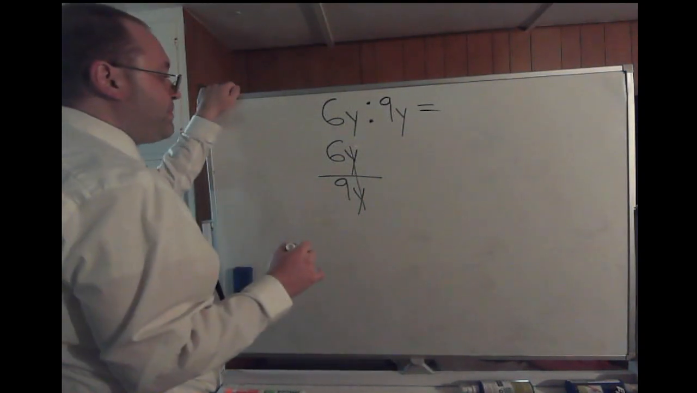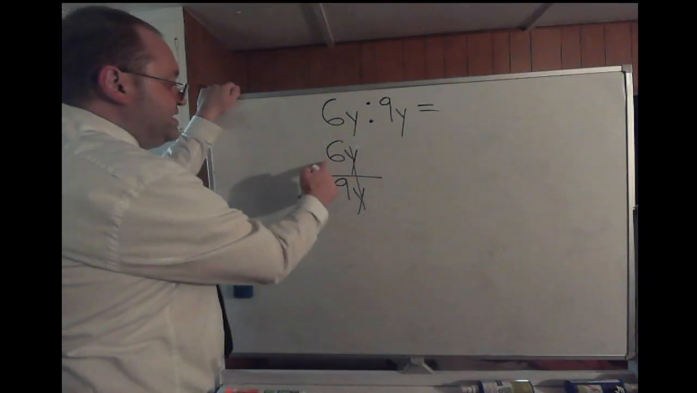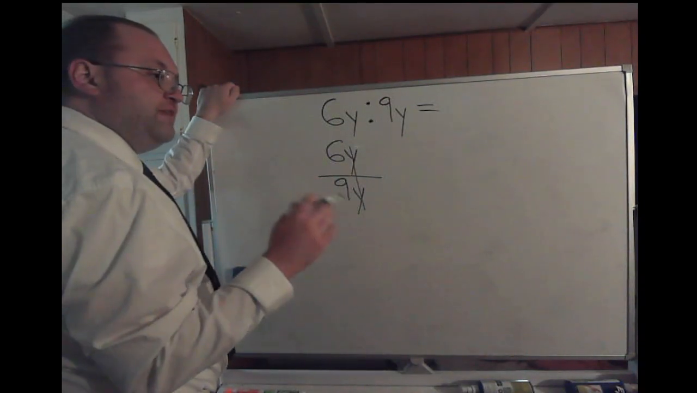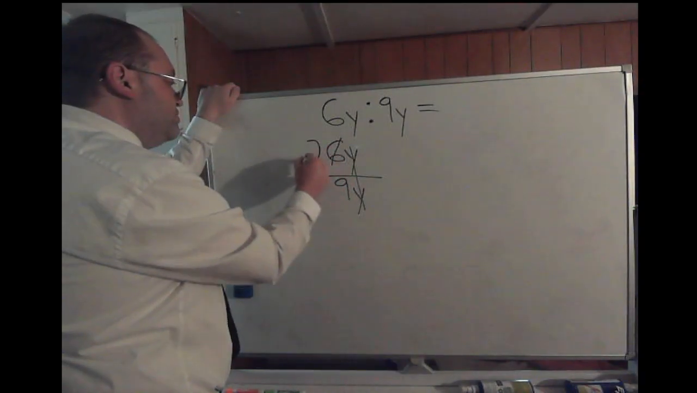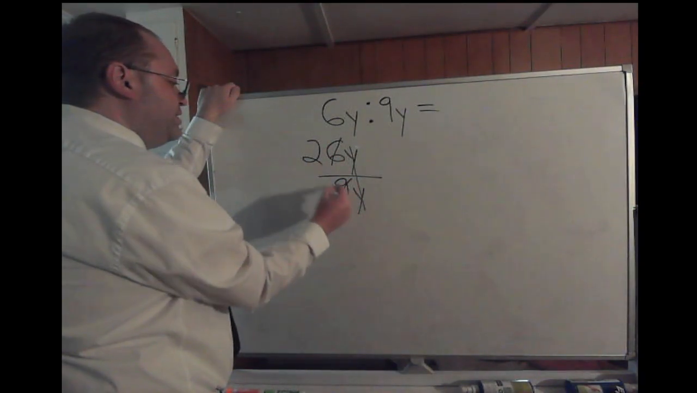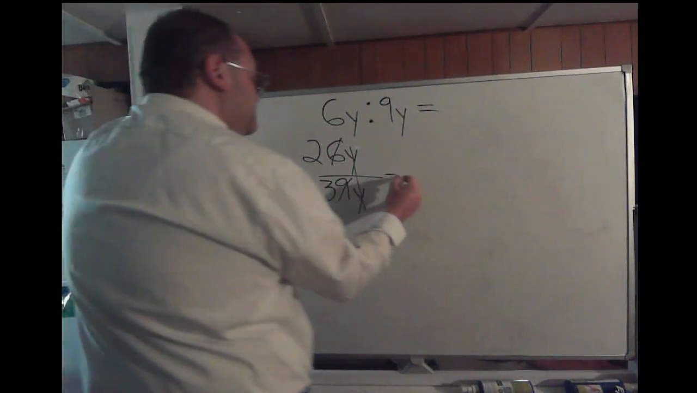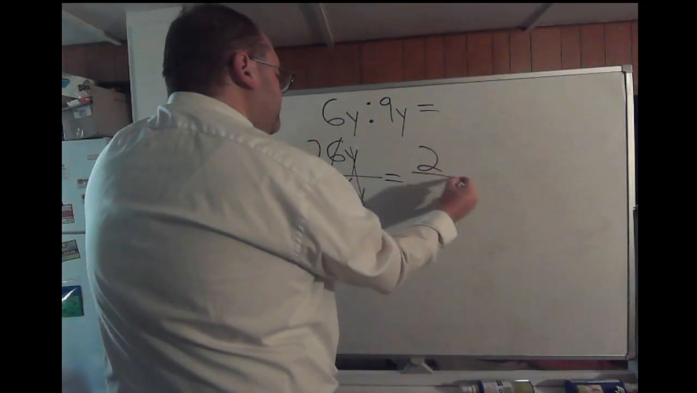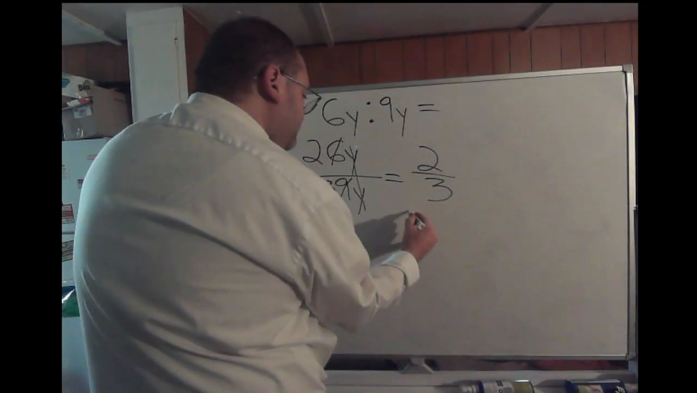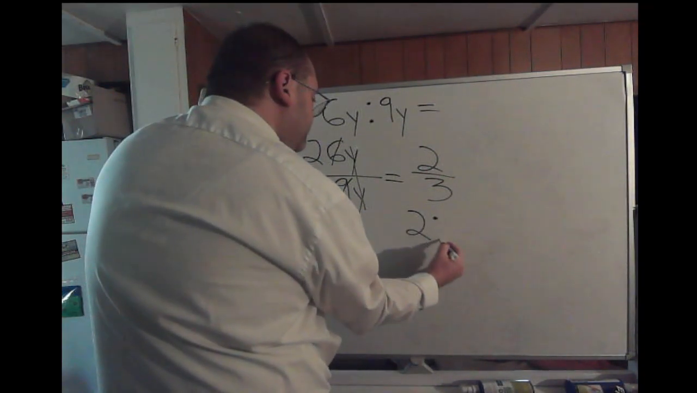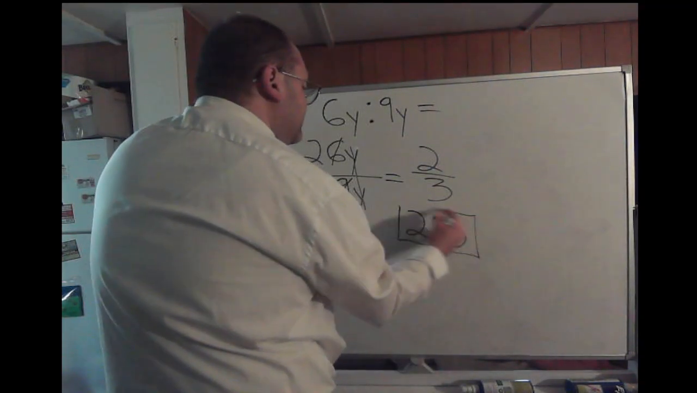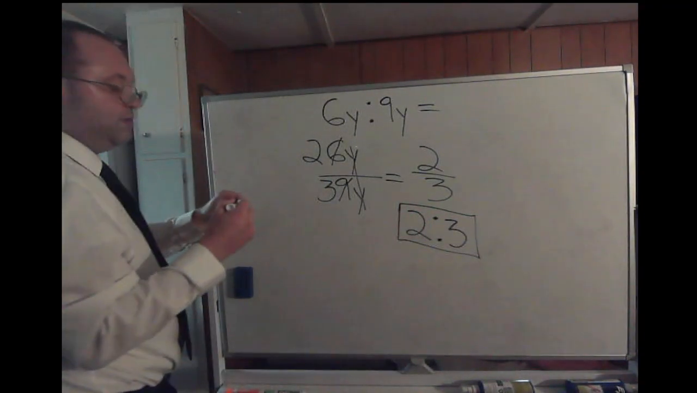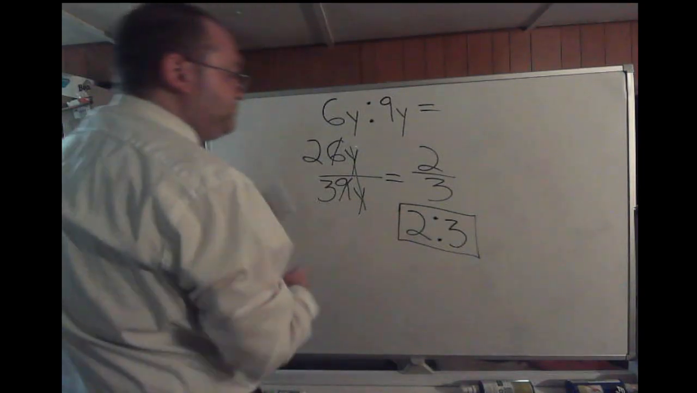So, between 6 and 9, there is a common factor of 3. If you divide 6 by 3, you get 2. You divide 9 by 3, you get 3. So the answer you should get is 2/3, or it can be written as the ratio of 2 to 3. That's how you would write it as a ratio in its simplest form. It would be 2 to 3.